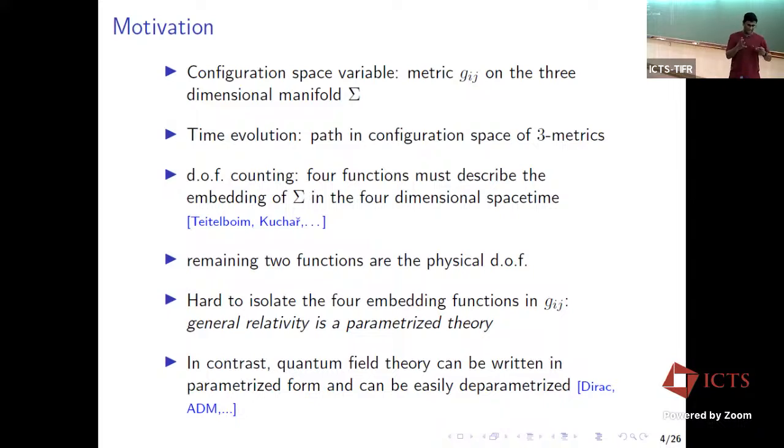And this agrees with our calculations in gravitational waves, or small fluctuations about flat spacetime, where we see the 2 polarizations of gravitational waves, or gravitons. But the point here is that it's hard to isolate the 4 embedding functions among the 6 functions in g_ij. This is phrased by saying that general relativity is a parameterized theory, in the sense that the parameters of the embedding of sigma into four-dimensional spacetime are mixed in a very complicated way with the 2 real degrees of freedom. In contrast, quantum field theory on a fixed background can be written in a parameterized form, and it can also be easily deparameterized. This was studied by Dirac, Arnowitt, and many others.